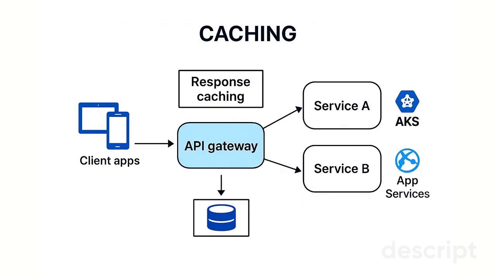Transitioning from operation to optimization, let's talk about response caching and monitoring. Roger, how does Azure handle caching to reduce backend strain and accelerate response times? Azure API Management supports response caching directly at the gateway, storing frequent responses for quick retrieval.